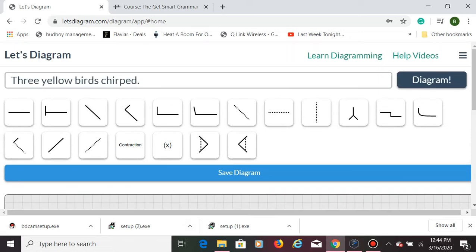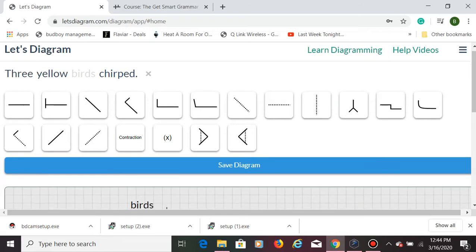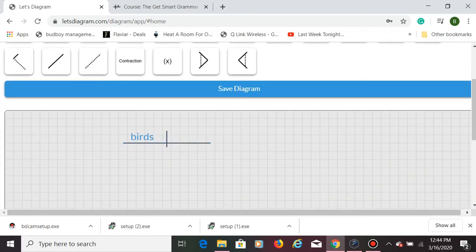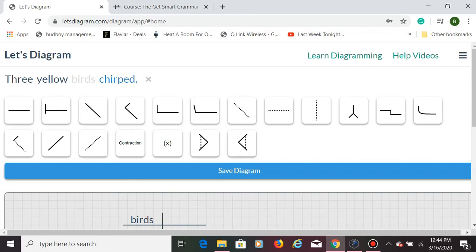Now, what is the subject of 3 yellow birds chirped? Okay? The subject is birds. So I bring that down here. We put it in our subject section. Good. And what is the verb? What are the birds doing? They are chirping. So chirped is our verb. So we're going to take that. There we go. And we'll put chirped in the verb section.